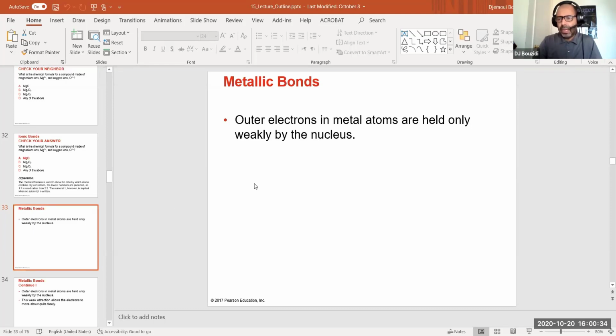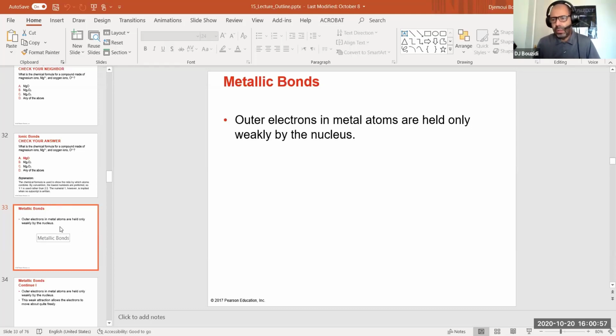So the metallic bonding, I already talked about the fact that in the case of metals, the electrons are loosely bound and they belong to the entire community of the atoms. So it's like they are all shared. And that sharing, that kind of fluid of electrons, is what keeps the metal together, what holds it together.